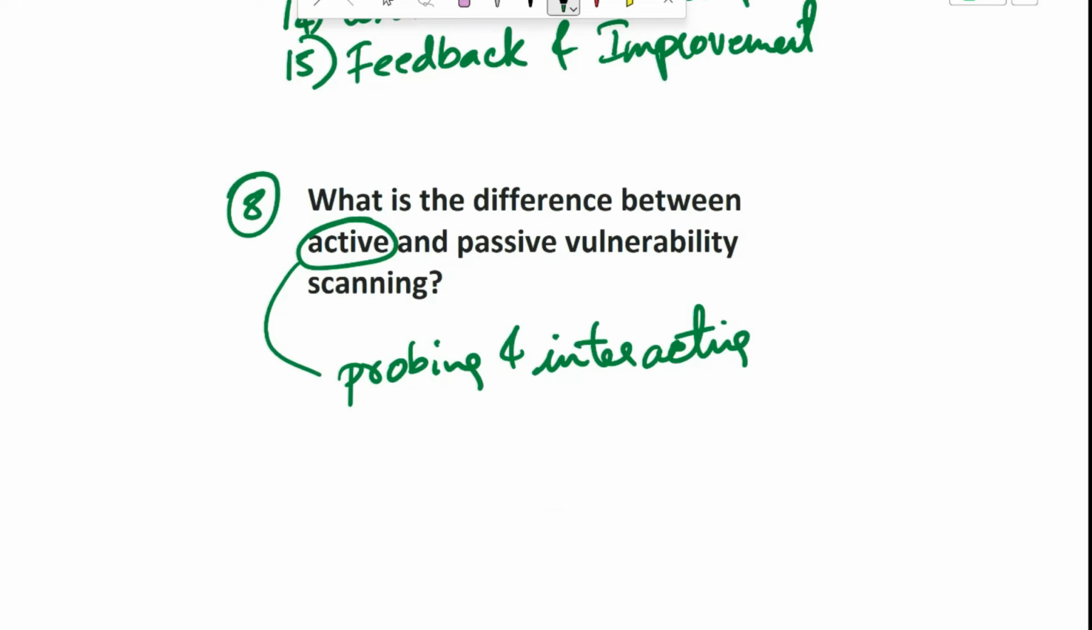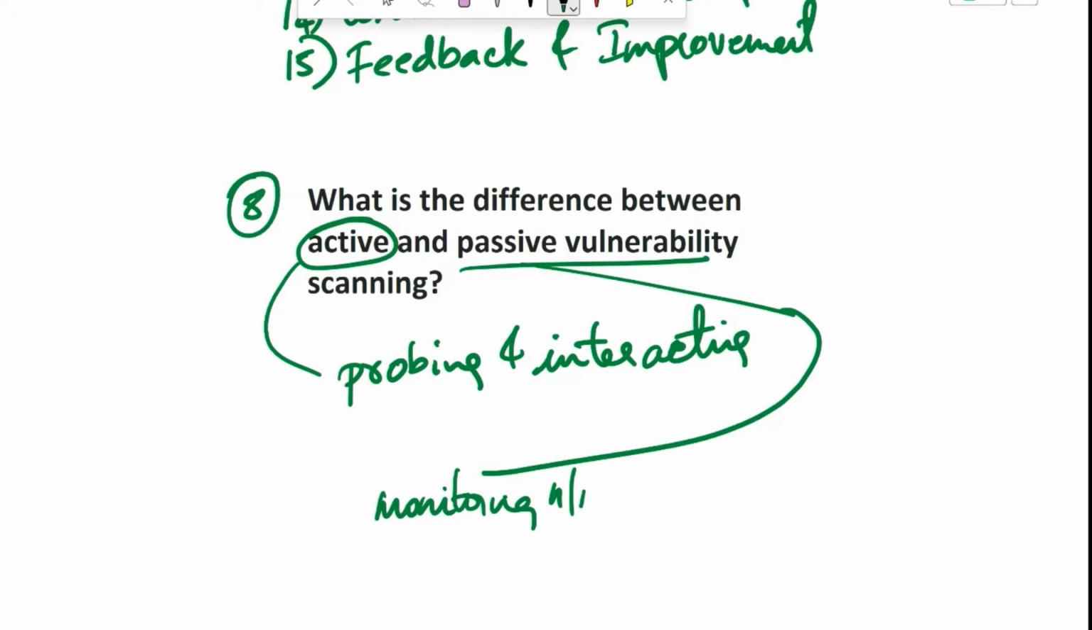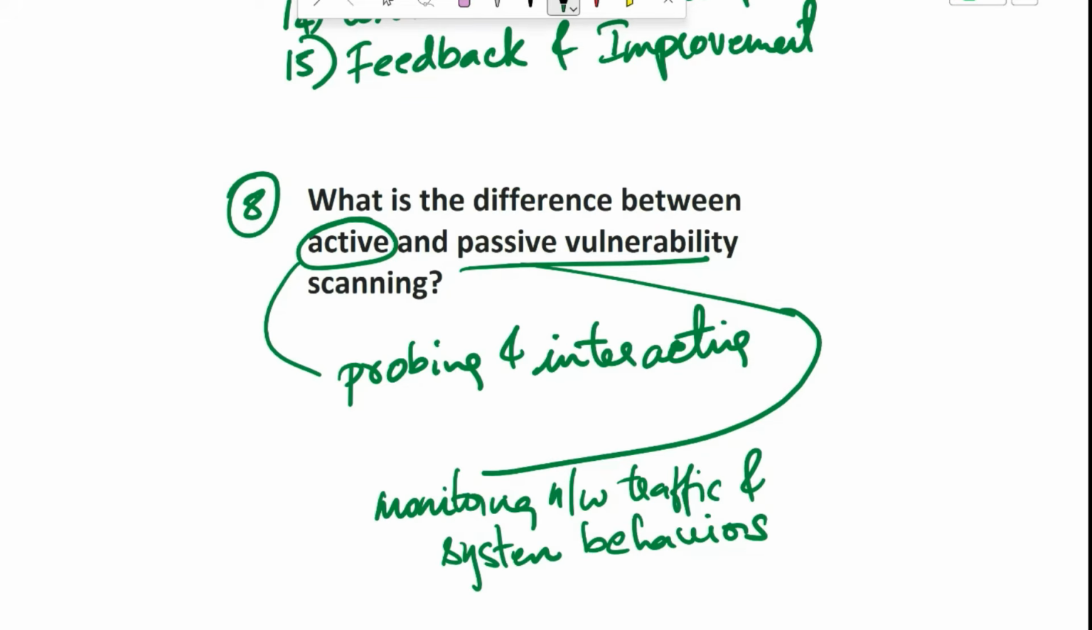Active scanning is typically faster than passive scanning as it directly interacts with systems to gather information. Now, let's see what passive vulnerability scanning is. Passive vulnerability scanning involves monitoring network traffic and system behaviors to identify vulnerabilities without directly interacting with systems. So with active, you're directly interacting with the system. With passive, you are not directly interacting with the system.